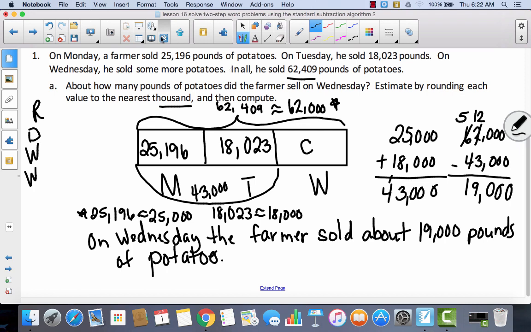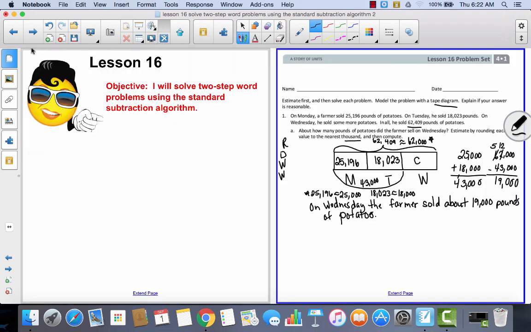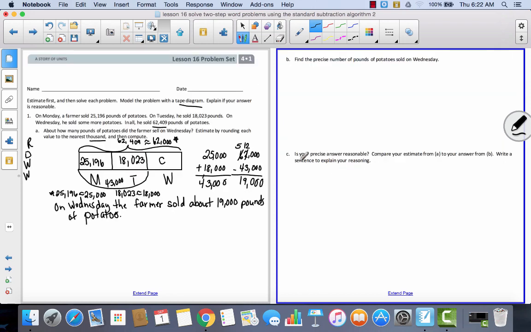Okay, now I'm going to go into a split screen mode here so that I can see B and A at the same time. You've got the luxury of seeing your whole paper at the same time. Because now it says find the precise number of pounds. What do you think precise number means? Well, that means find the exact answer or the actual answer. So we're going to use the same process, except instead of using our estimated numbers, we are going to use the actual numbers.